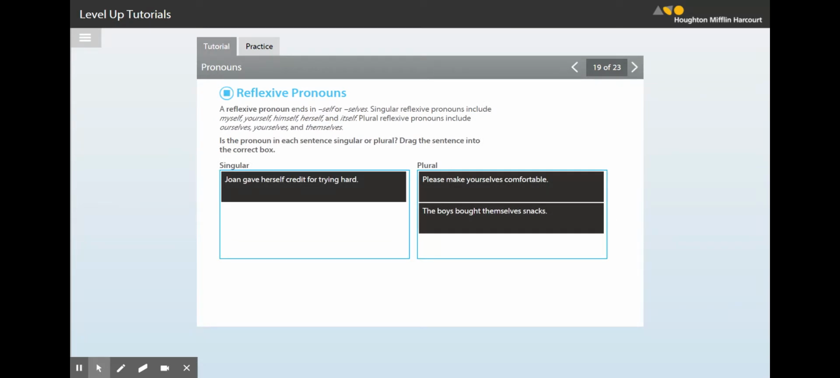Reflexive pronouns. A reflexive pronoun ends in self or selves. Singular reflexive pronouns include myself, yourself, himself, herself, or itself. Plural reflexive pronouns include ourselves, yourselves, and themselves. So is the pronoun in each sentence singular or plural? Drag the sentence into the correct box.